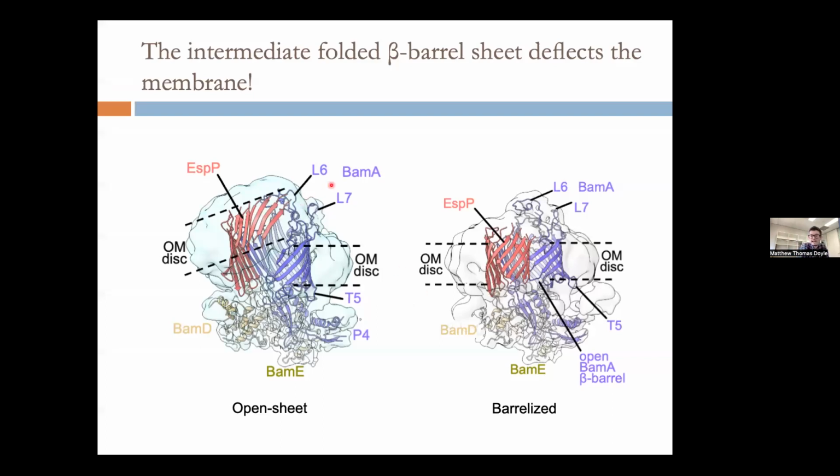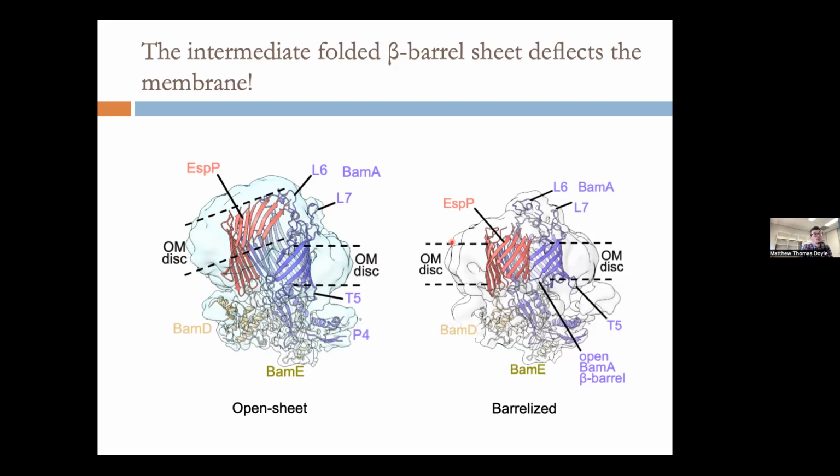So those very keen amongst you may have seen something really odd. In what we think is the earlier stages of barrel folding, where the sheet is more extended, what we were able to see in our outer membrane discs was that the membrane was deflected from the normal plane that you'd expect from the disc. So if we just take BAM-A as the normal plane, and we can see our intermediate sheet, the disc goes up in the air. It's a wild deflection, unbelievable.